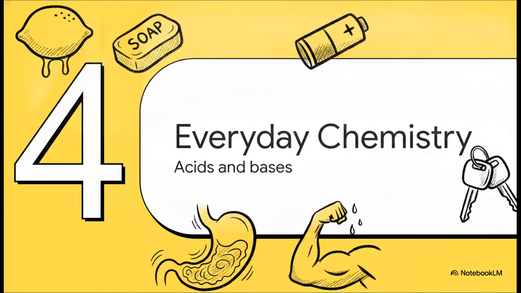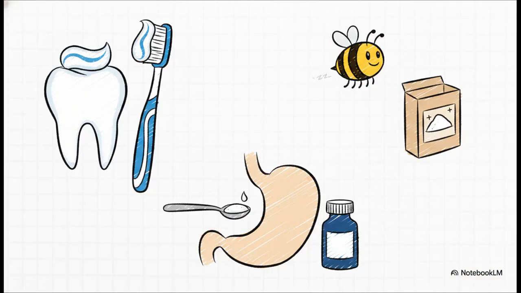Section 4, chemistry in everyday life. Let's step out of the lab entirely for a moment. Every single time you brush your teeth, you're using a basic toothpaste to neutralize the bacterial acids in your mouth, acids that cause tooth decay when your oral pH drops below 5.5. Or, say a bee stings you, it injects a painful acid, which you can quickly treat by rubbing a mild base, like baking soda, right onto the skin.